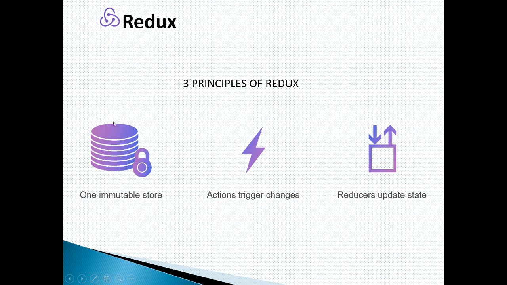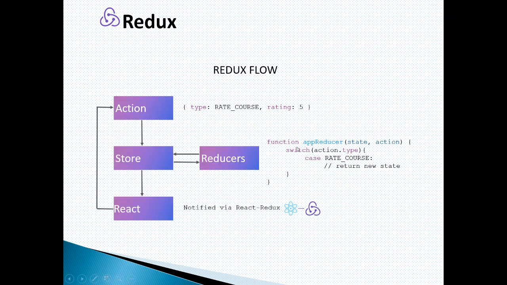So these are the three principles on which Redux works: your store, your action-triggered changes, and reducers that update the state. Your actions, like rate course and a rating, this is basically your action in Redux. Your reducer is a pure function which takes a case like the action type. The type is rate course. If it is rate course, you will provide a new state against that. This is a pure function. And last thing, React will be notified via React Redux.